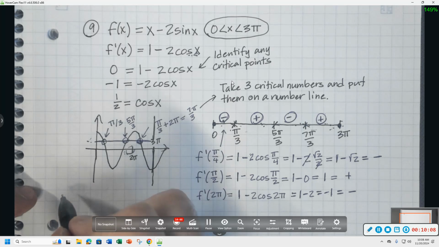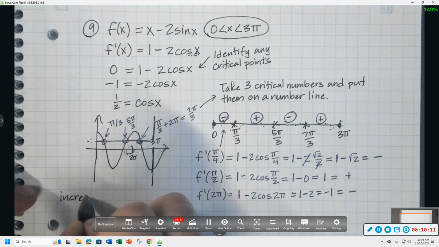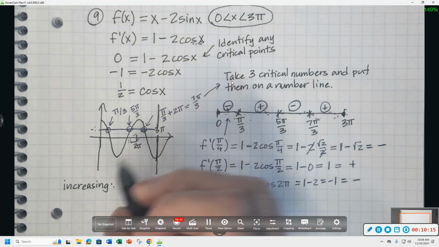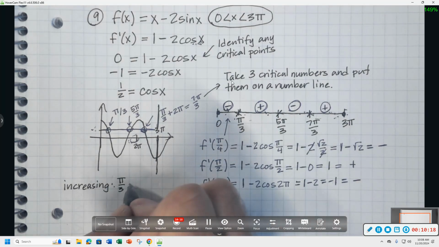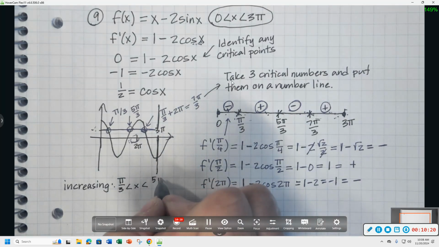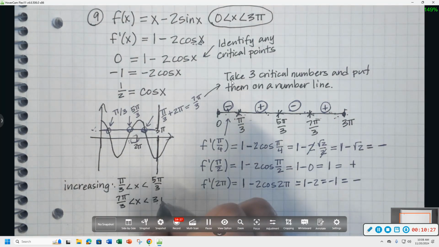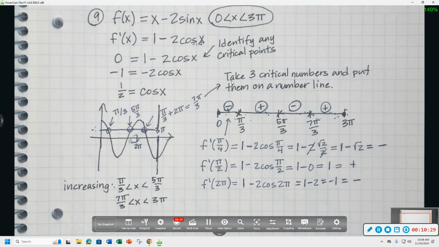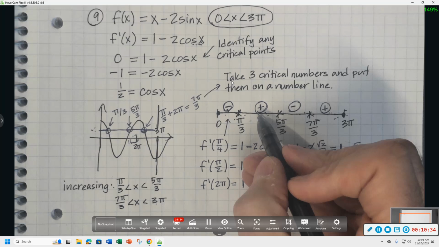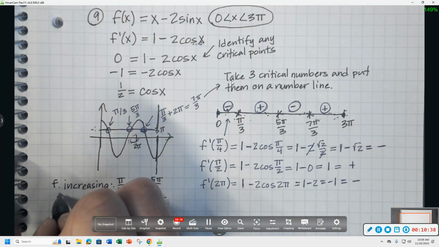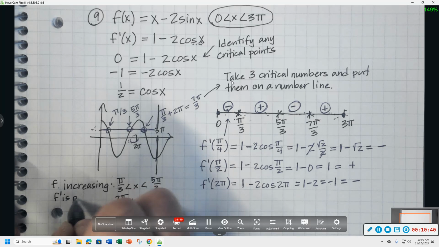So if I'm trying to answer the question, where is this function increasing? It is increasing from pi over 3 to 5 pi over 3. It's also increasing from 7 pi over 3 up to 3 pi. And I'm going to end at 3 pi because that's where they tell me to end the interval. It's increasing on the places where f prime is positive. F is increasing when f prime is positive.